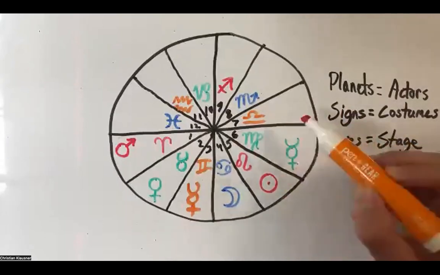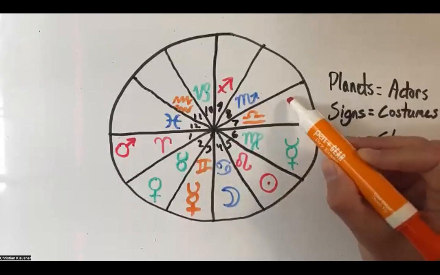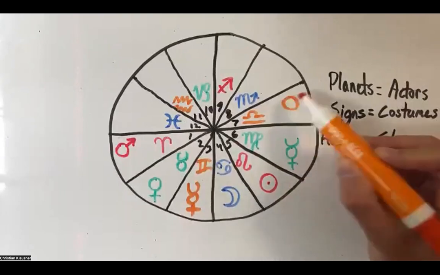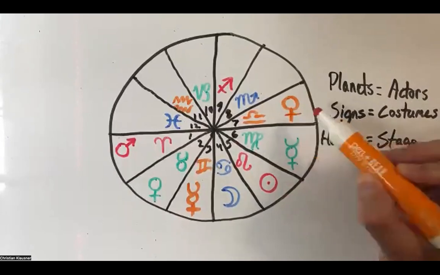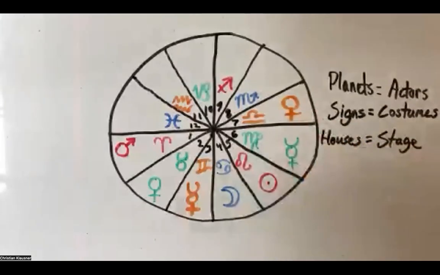Okay, so now in Libra, the ruler of Libra is Venus. This is the day sign.